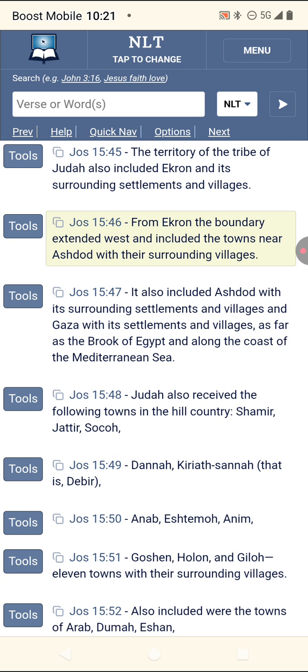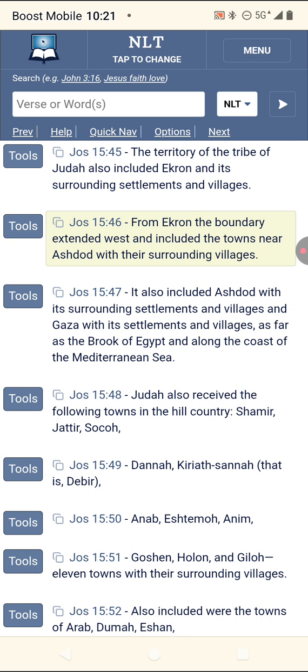From Ekron, the boundary extended west and included the towns near Ashdod with their surrounding villages. So, Ashdod is over there off that coast of the Mediterranean. If I'm correct, that's actually inside of Gaza. So that would be like southwest, I guess, depending on where you pointed out from. What I had in my mind was southwest.